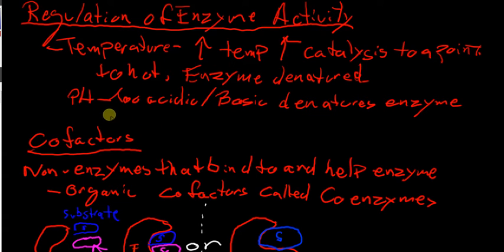Just so too, pH is very specific for an enzyme. An enzyme will have a specific pH that it will work best at. If it's too basic or too acidic, it can be denatured as well.